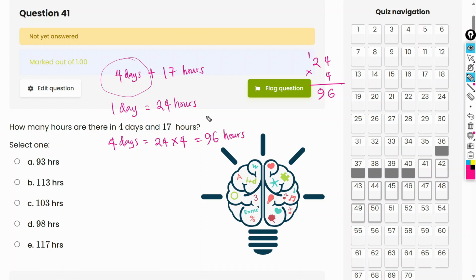So let us add 96 hours to 17 hours. 6 plus 7 is 13. 3 carry 1. 9 plus 1 is 10. Plus 1, 11. That's 113 hours in 4 days, 17 hours.